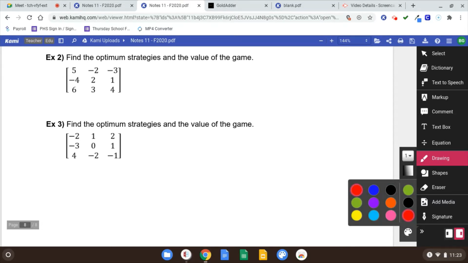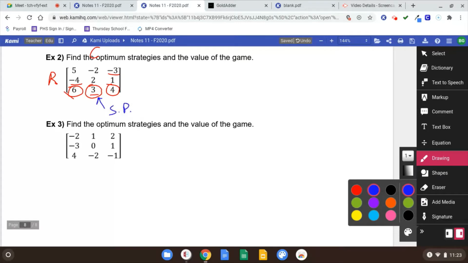Remember, with the row player, you check for the lowest number in each row. And for the column player, you look for the highest number in each column. It's like you're saying, what's the worst that could happen? And when you've circled and underlined the same exact number, that's a saddle point. That number right there is a saddle point.